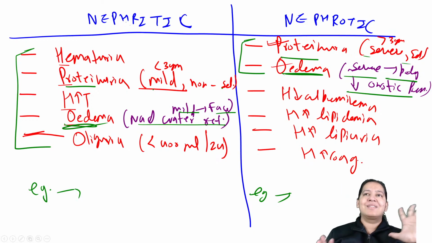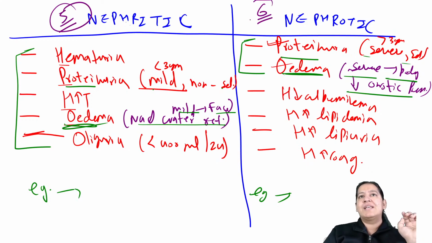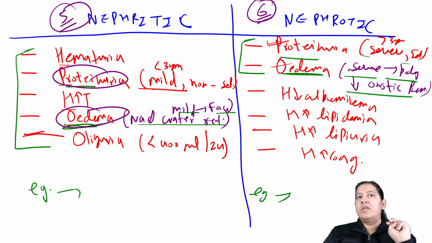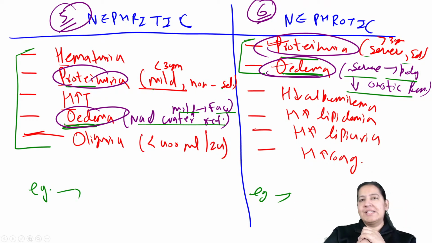So these are the 5 and 6 features. In nephritic syndrome, you have 5 features. In nephrotic, you have 6. Out of these 5 and 6, 2 are common, that is proteinuria and edema. But that is also somewhat different. I have told you the differences very clearly.